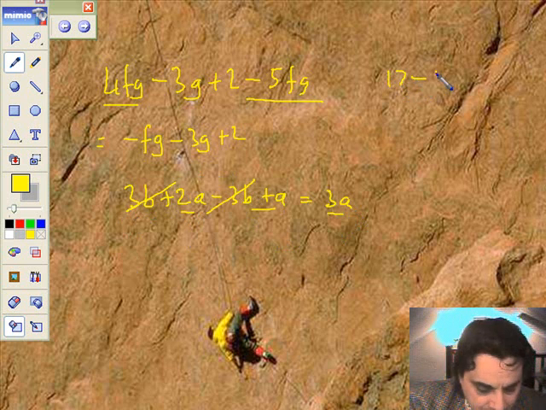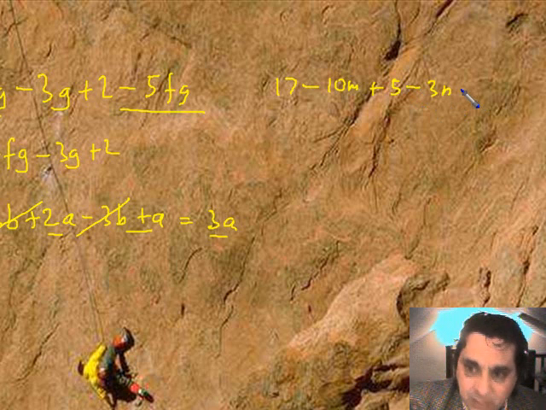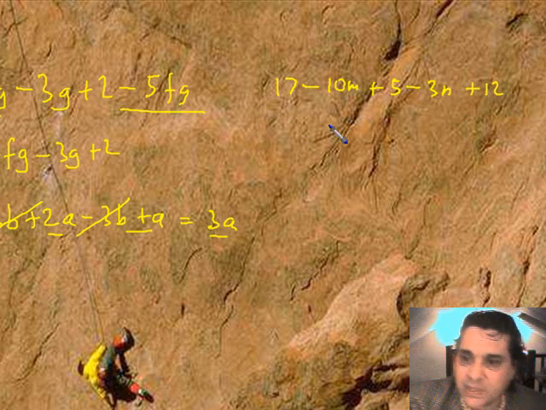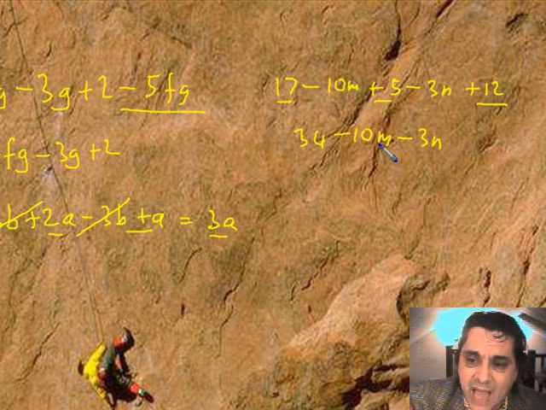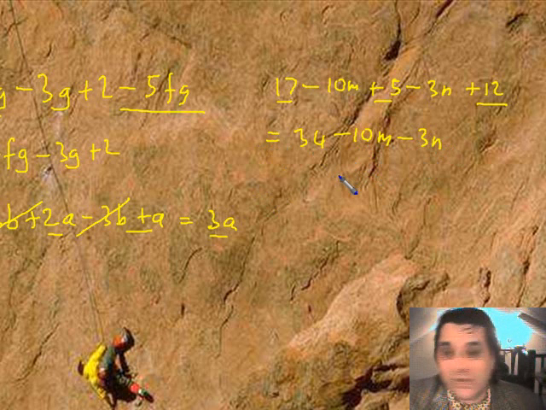Let's do the last one up here. I've got 17 minus 10m plus 5, and I've got minus 3n plus 12. Let's deal with the numbers first because they're there. I've got 17 plus 5 is 22, and 22 plus 12 is going to be 34. So I've got 34, that's the numbers done, minus 10m minus 3n. I can't merge m's and n's. I'm taking away 10m's and taking away 3n's. I can't call it minus 13mn's because it just doesn't work, it's not right.